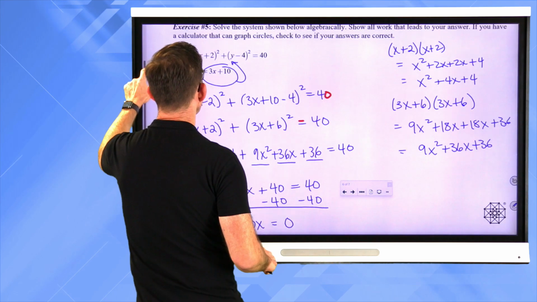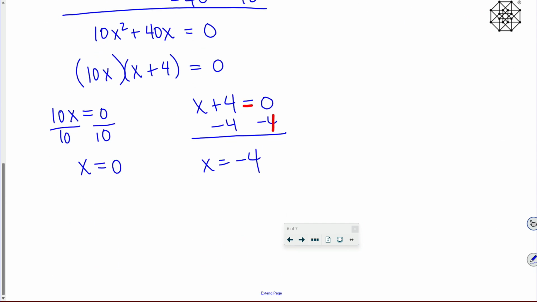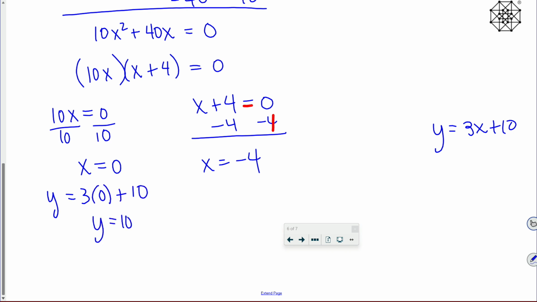And now, way up here, I'm going to use this equation, y equals 3x plus 10, to figure out my y values. So I'll go down here. Let me just write y equals 3x plus 10, just so that you have it. So y will be 3 times 0 plus 10. So y will be equal to 10.